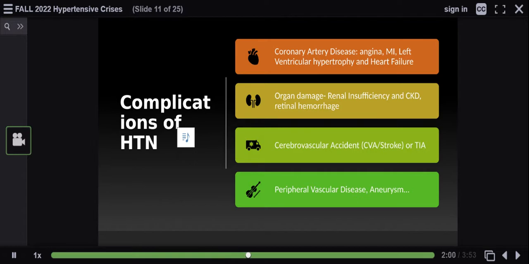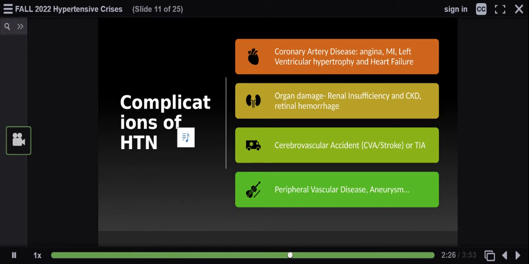These patients may have nocturia, they pee at night. So those are things you need to watch out for, any kind of kidney damage. CVA, or cerebrovascular accident, is also known as stroke. And TIA. TIA is transient ischemic attack, also known as mini stroke. So these are also complications of hypertension.